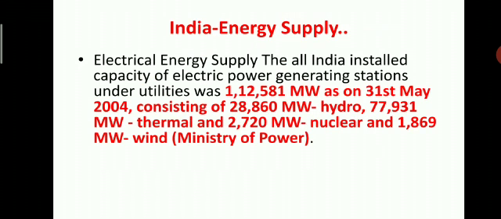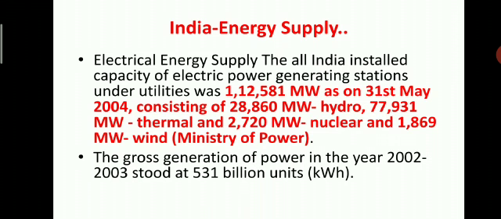Electrical energy supply. This is another source. The all India installed capacity of electric power generating stations under utilities was 1,12,581 megawatt as on 31st May 2004, consisting of 28,860 megawatt hydropower, 77,931 megawatt thermal power, 2,720 megawatt nuclear, and 1,869 megawatt from wind energy. The gross generation of power in the year 2002-2003 stood at 531 billion units kilowatt hour. So this is the Indian scenario.